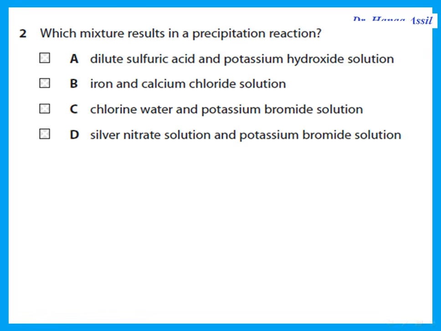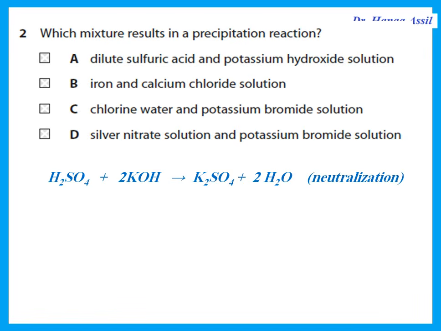Okay, question 2. Which mixture results in precipitation reaction? So which of these is a precipitation reaction? Well, let's look at the first one. The first one is acid plus base to give salt plus water, dilute sulfuric acid plus potassium hydroxide. So this is neutralization reaction.